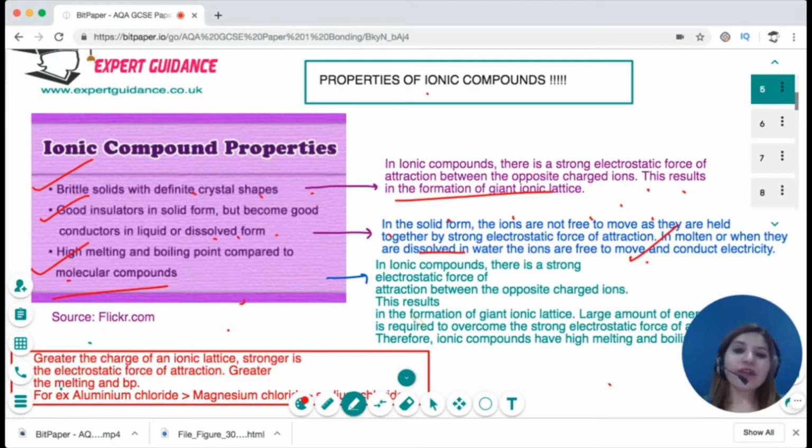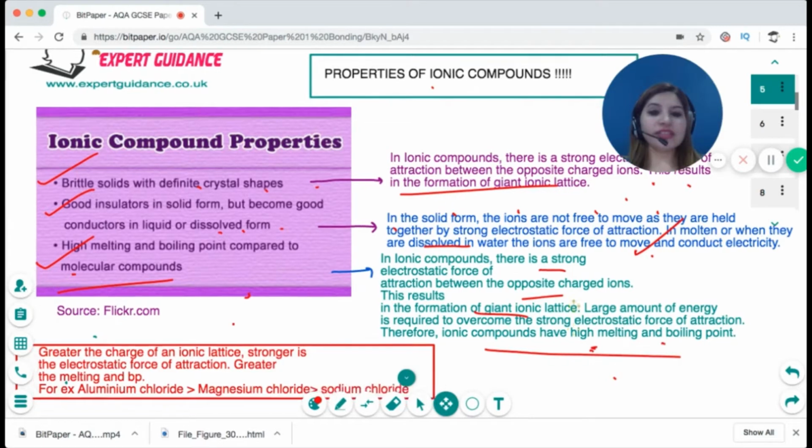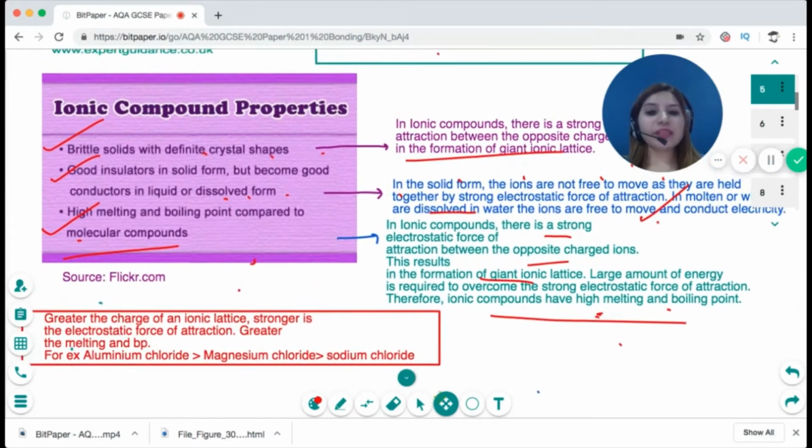And why do they have a high melting and boiling point? Again, because there's a strong electrostatic force of attraction between oppositely charged ions. It forms a giant ionic lattice. So a large amount of energy is required to overcome these strong electrostatic forces of attraction. Therefore, they have a high melting or boiling point. Okay, so this is how you explain the properties of ionic compounds.